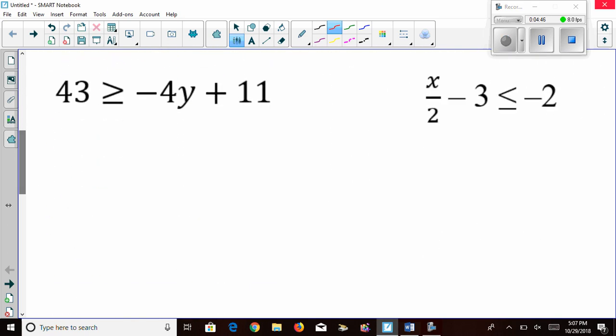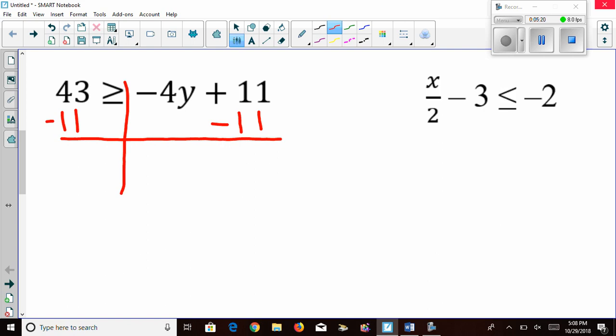All right, next two examples. Let's start on the left. I have 43 is greater than or equal to negative 4y plus 11. Like before, I need to start by adding or subtracting the piece that does not have a variable attached to it. Well, that's this plus 11. I need to subtract 11 on each side so that I now have 32 is greater than or equal to negative 4y.